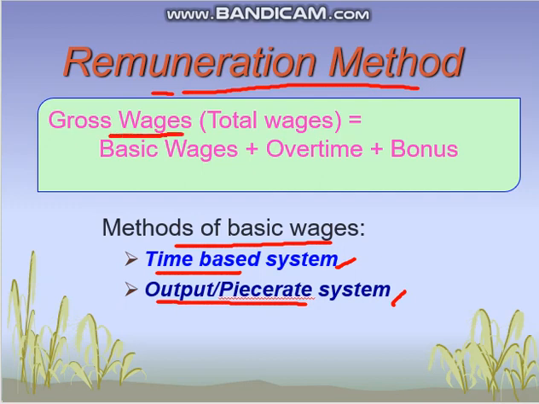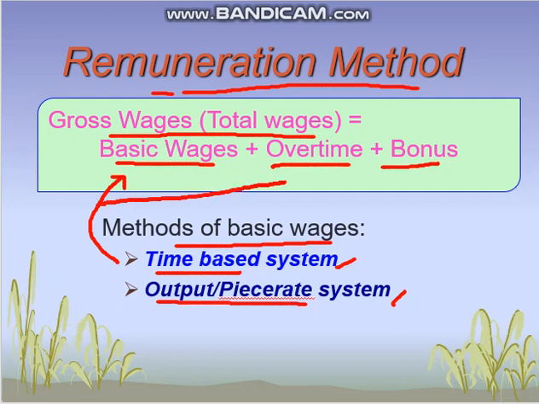Alright, so here the total wages refers to basic wages plus overtime and bonus. For the time-based system, we have the basic wages and also we have the overtime. And normally we are going to give a bonus as well. But for the output piece rate system, based on output, normally we don't have a bonus here.